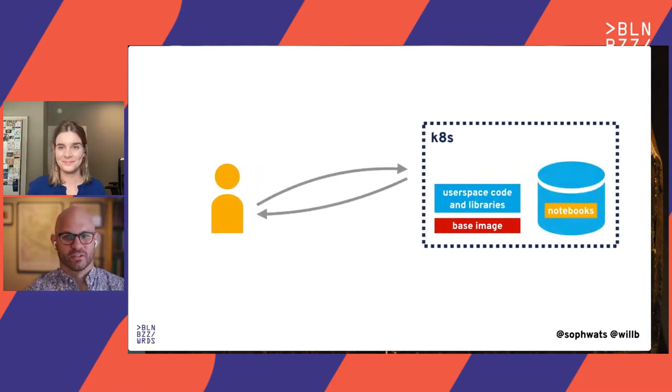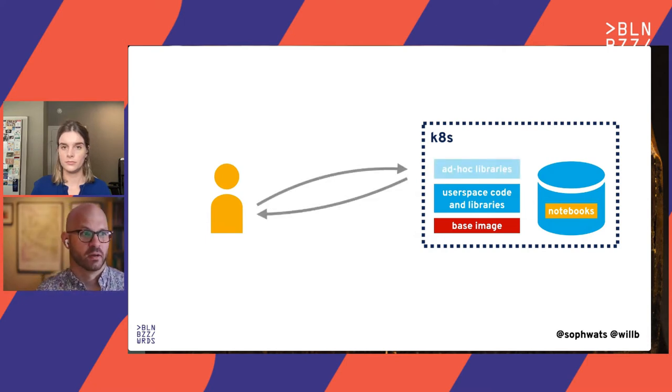The Binder model is great for reproducibility, but it's clunky for development. You don't want to rebuild a container from a Git repo every time you change your code or change your library dependencies. So there's a different model, which is what JupyterHub and Kubeflow notebooks use. And this keeps your mutable notebooks in a persistent volume and uses one or more containers to run those notebooks against with sets of library dependencies.